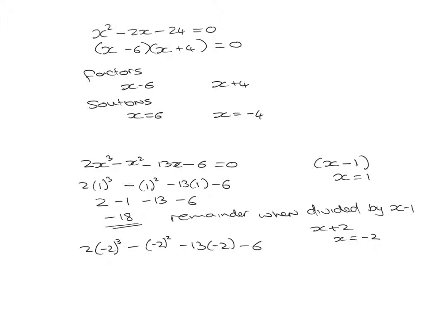And if we evaluate that, negative 2 cubed is negative 8, so 2 times negative 8 is negative 16, minus, now negative 2 squared is 4, negative 13 times negative 2 is positive 26, and minus 6. Minus 16 minus 4 is minus 20. Minus 20 plus 26 is 6. 6 minus 6 equals 0.